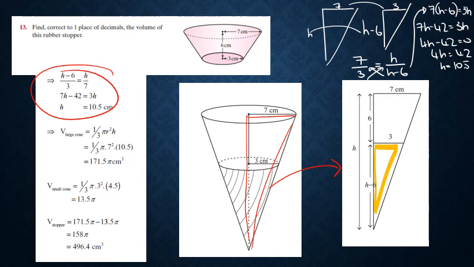So now that we have that, we know that the volume of the large cone is 1/3 pi r squared h, so then your radius of 7, because that's the radius of the base of the cone, and then your height of 10.5. So you get 171.5 pi centimeters cubed. They haven't worked out either. For the small cone then, the base of the small cone, that cone that we're going to cut away, is 3 centimeters, and the height of that cone, remember the height was h minus 6, so that's 10.5 minus 6, so that's why we have 4.5 there. So that works out to be 13.5 pi. So the stopper is the 171.5 pi, take away the 13.5 pi, which leaves you with 158 pi, and that works out as 496.4 centimeters cubed to 1 decimal place.